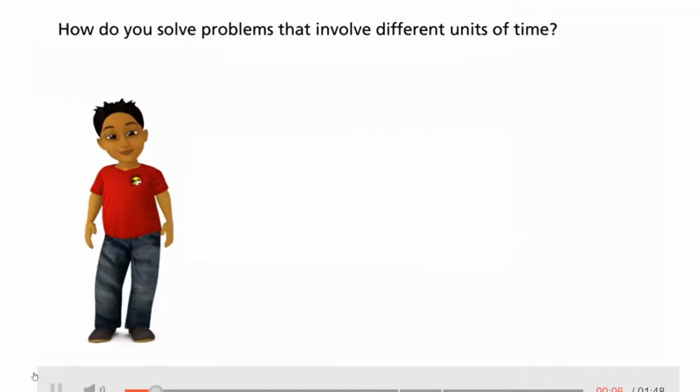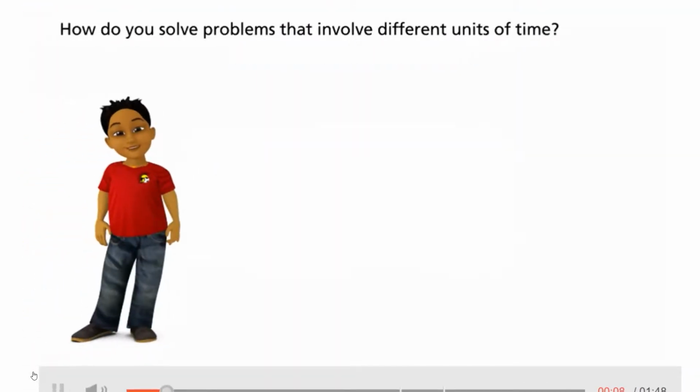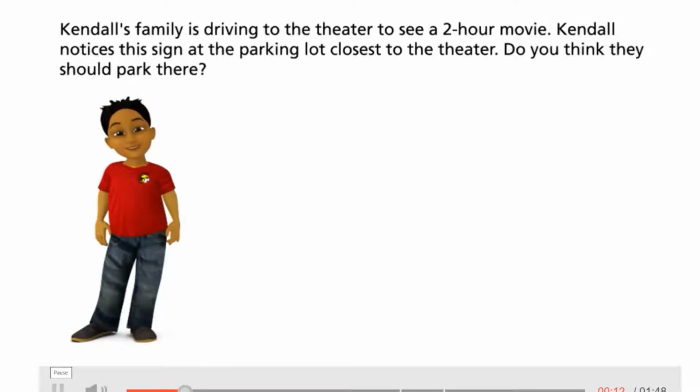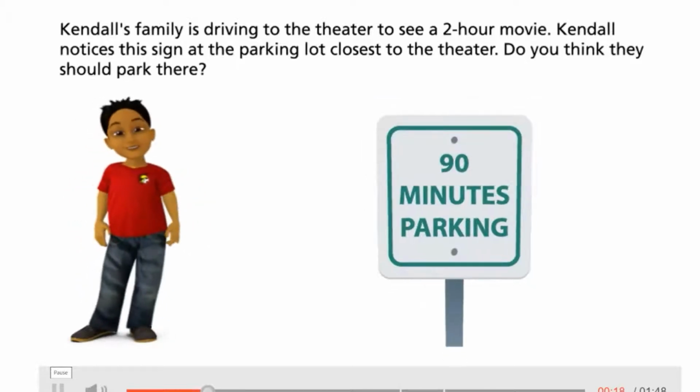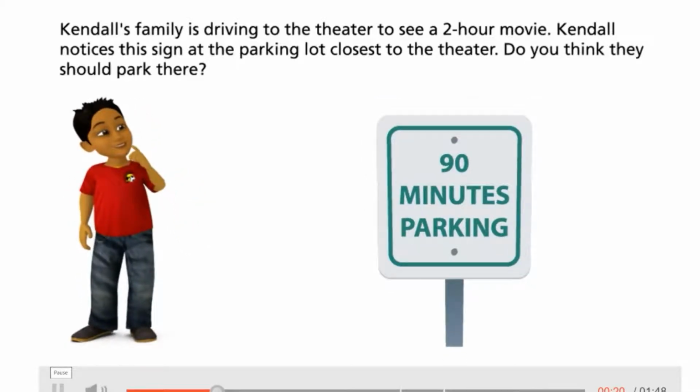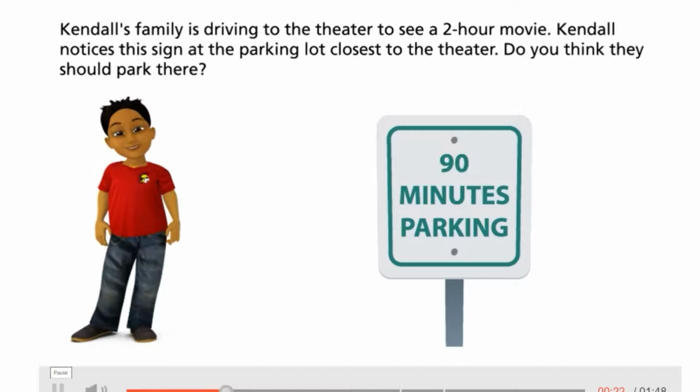How do you solve problems that involve different units of time? Kendall's family is driving to the theater to see a 2-hour movie. Kendall notices this sign at the parking lot closest to the theater. Do you think they should park there?